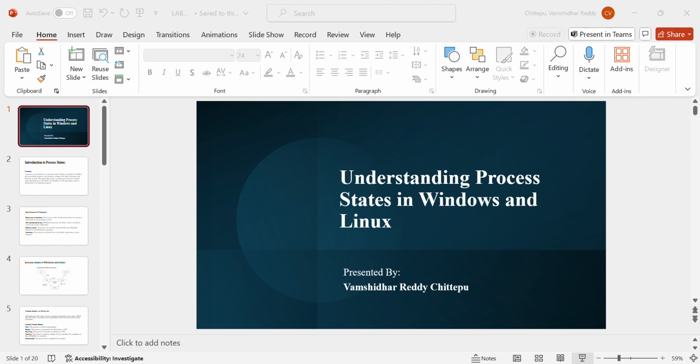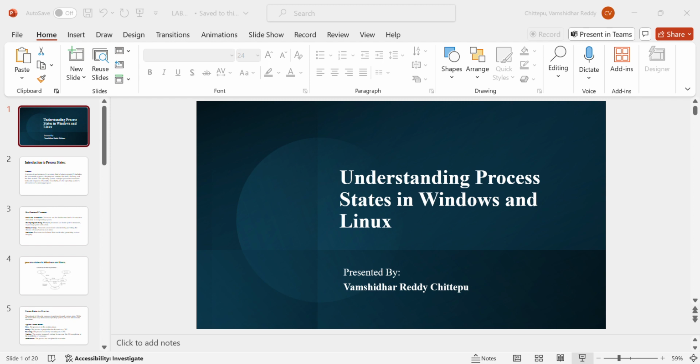Next, process states in Windows and Linux are stated as five states. Those are new, ready, executing, waiting, and terminated. Coming to new, the new state of a process means the process is just created and is stored onto the hard disk. And coming to ready, the ready state of a process means the process is waiting for the CPU to be assigned. Next, executing.